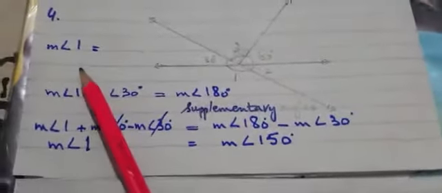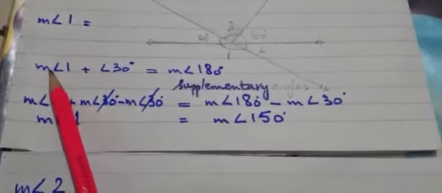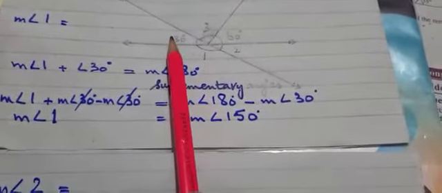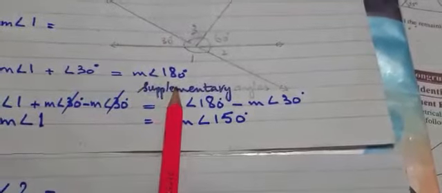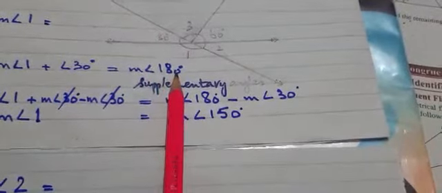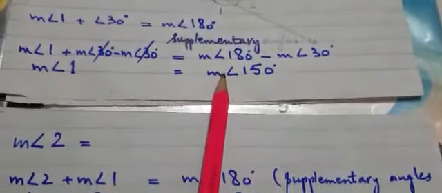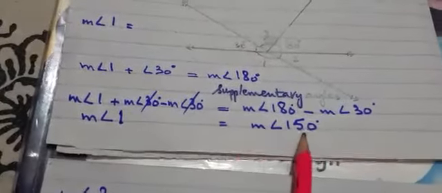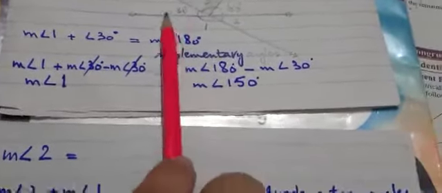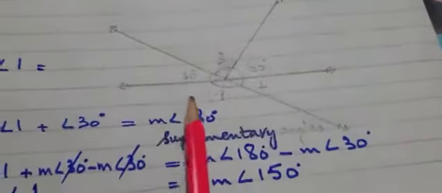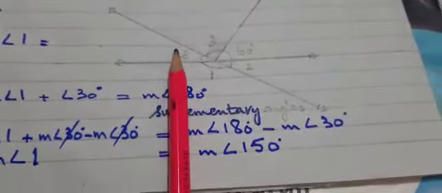For finding angle 1 we will make an equation: measurement of angle 1 plus 30 degrees, which is given, equals 180 degrees, being supplementary angles. If we subtract 30 degrees from both sides, we are left with 150 degrees, which is the measurement of angle 1. In this way we solve this question by taking help of the given angle.